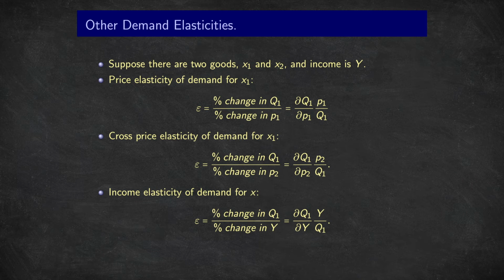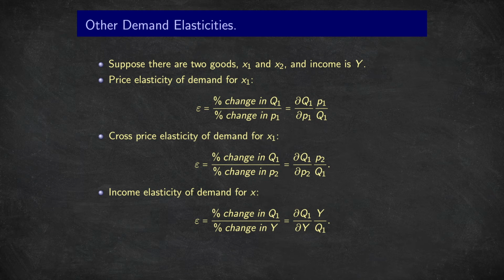Price elasticity of demand is perhaps the most commonly discussed form of elasticity in economics. In fact, if you hear an economist simply refer to elasticity, they probably mean price elasticity of demand. But there are other types of elasticities that you will come across. So here are some examples.